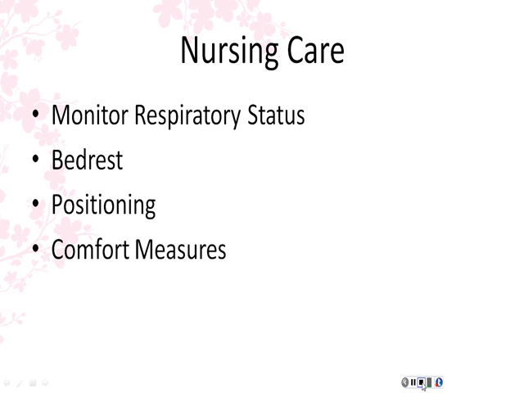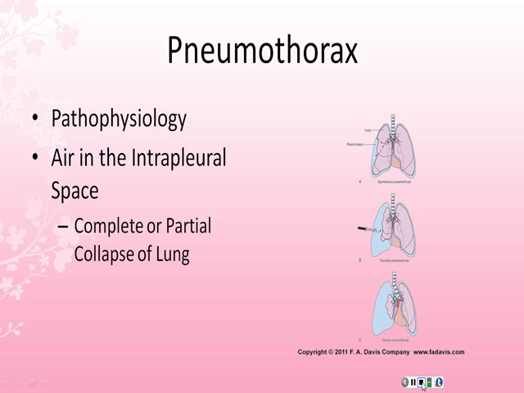So pneumothorax, this is air in the intrapleural space. This can happen spontaneously from underlying lung disease like emphysema. It could also happen from trauma or broken ribs or any other penetrating chest type of wound. It can be complete or partial collapse of the lung. Spontaneous pneumos occur mostly in tall, thin people, but also in smokers as well.